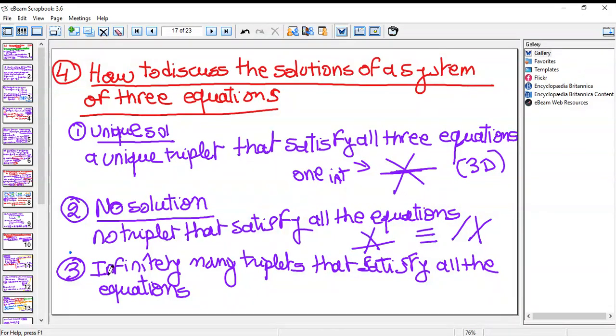And I can have also infinitely many solutions, or infinitely many triplets that satisfy all the equations. It means there is a variable that changes, and when this variable changes, it gives me a new solution. You'll see it now in the video. So how will I discuss it, how are we able to do it? Let's see how we're gonna do it.